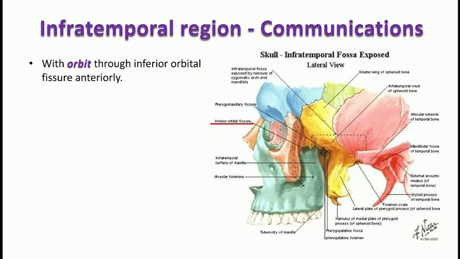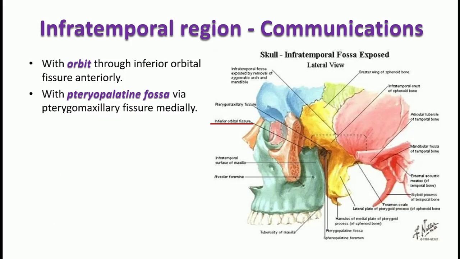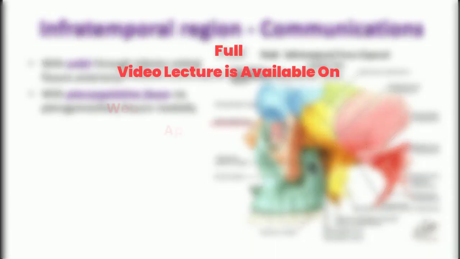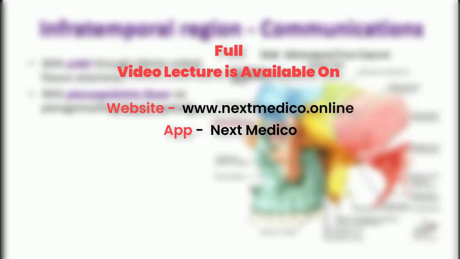Then it also communicates with the pterygopalatine fossa via the pterygomaxillary fissure. Pterygopalatine fossa, mainly the pterygomaxillary fissure. Okay. So through this, mainly the maxillary artery will enter. Then it is called the third part of the maxillary artery, which gives rise to so many branches.